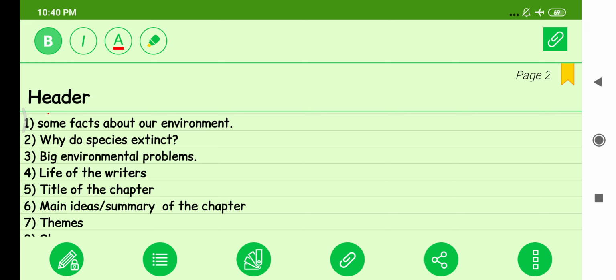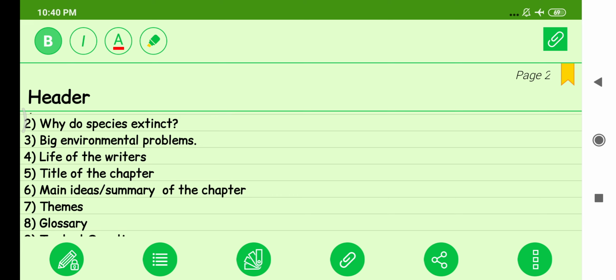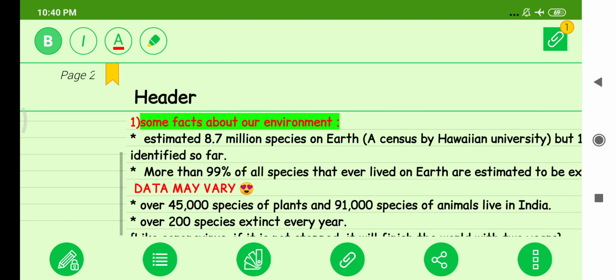Why do species go extinct? Big environmental problems. Life of the writers. The lesson has been written by two writers, so that is my life of the writers. Title of the chapter, main ideas, summary of the chapter, themes, glossary, textual questions.